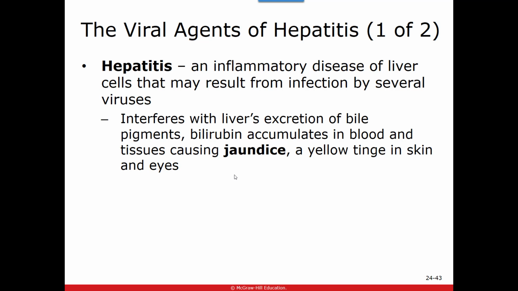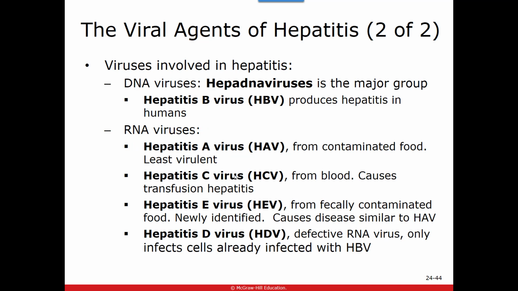Now, there are 5 main viruses that cause hepatitis. Only one of them has DNA as its genetic material. And so that's going to be the one we talk about in this chapter. That means the other 4, A, C, E, and D, all have RNA as their genetic material. So there's an A, B, C, D, and E. Only hepatitis B has DNA as its genetic material.